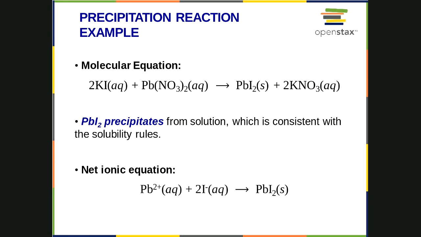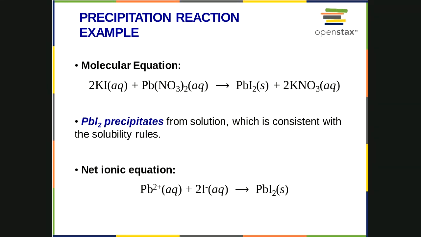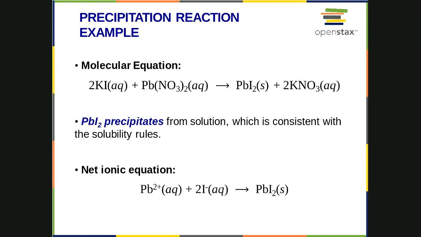So take this lead iodide, PbI2. Now I see that soluble compounds contain group 1 metal cations, halide ions, and chloride ions, which we have a chloride. But there's an exception, which is lead. So any combination of lead with any of these ions means, since lead is an exception, that it's not going to be soluble in water. So that's an indicator that that PbI2 is insoluble. Which I have on this. Oh, sorry, went too fast again. There we go. Okay, so the PbI2 is insoluble in water.